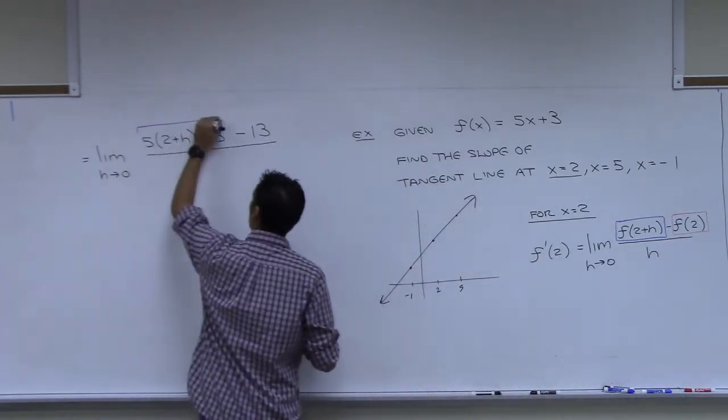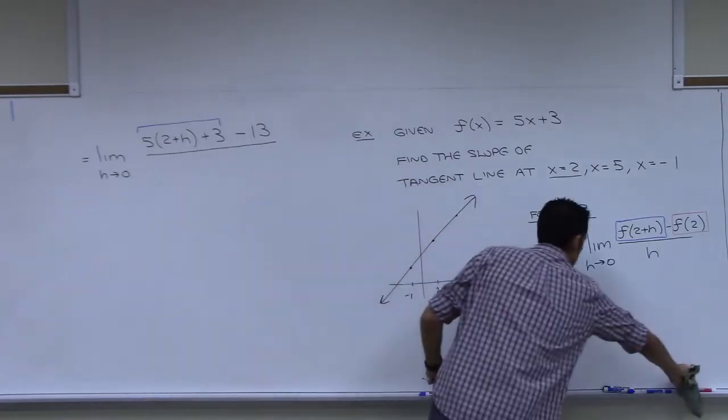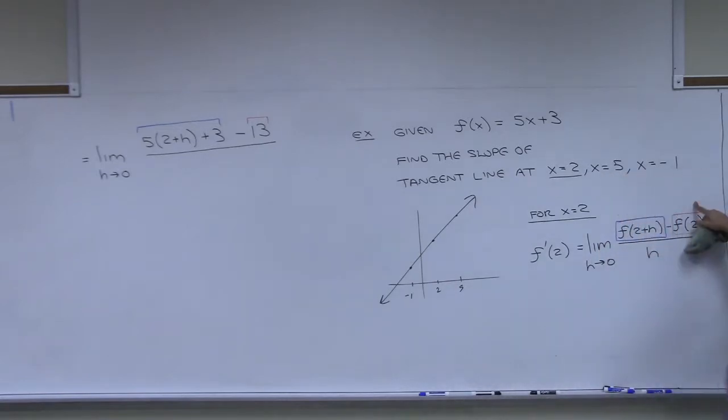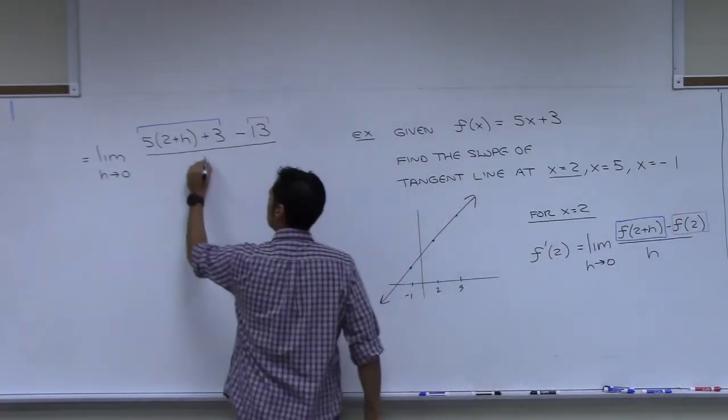I'll color code this just so you can see it. This part's the blue part. This part's the red part right there. Okay? The blue and the red. And then the very important subtraction sign between them. Now all of that has to be divided by what? h. Okay, so we put h here.